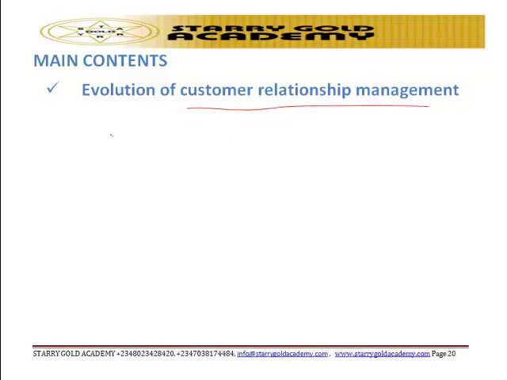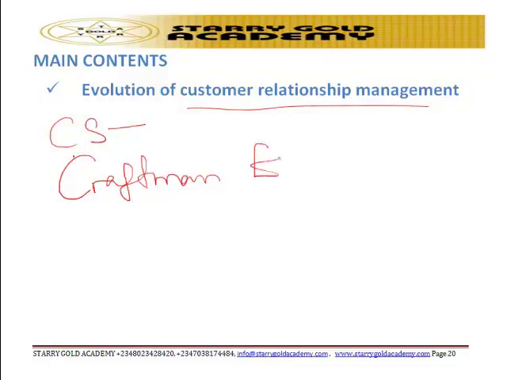The modern concept of customer service has its roots in the craftsman economy of the 1800s. Please take note of that. Craftsman economy of 1800s. I want you to take note of this word.